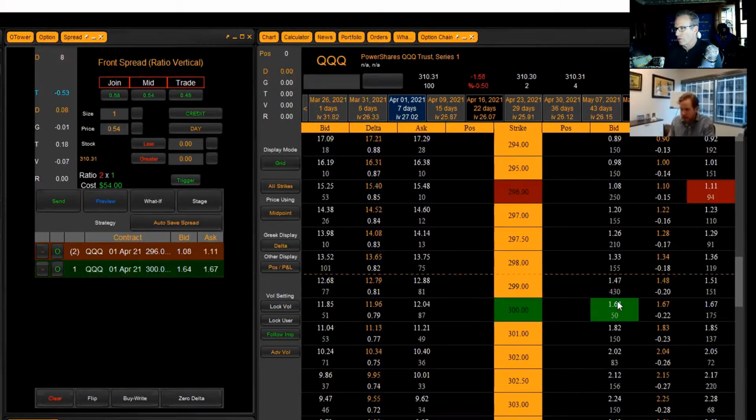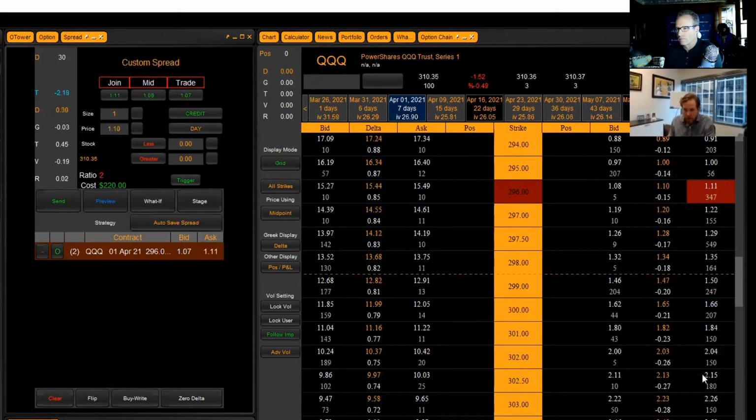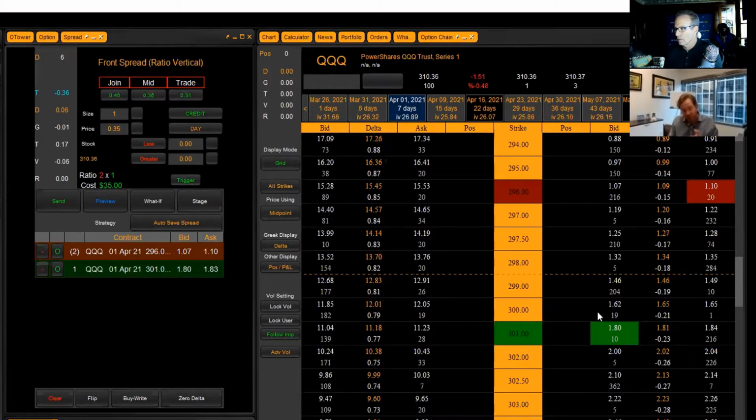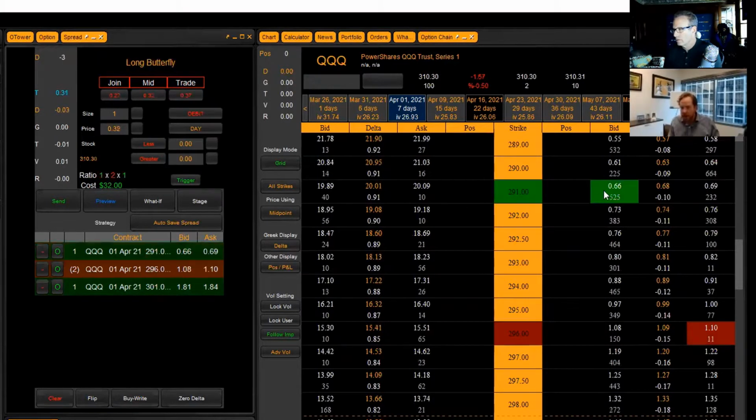Any magic to the width of this butterfly? Sorry, not $4 wide. I want to go $5 wide because there is some magic to it. If I go $5 wide, that butterfly will have a max value down 4 and change percent at 296 of $5, right, $500 per contract. If I do 6 of those, that offsets my risk that I have on in the credit spreads. Got it. Okay, makes sense.